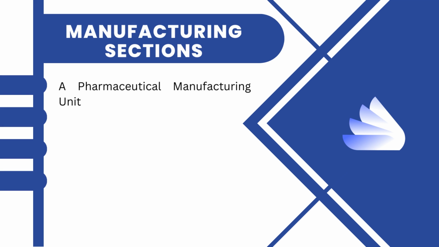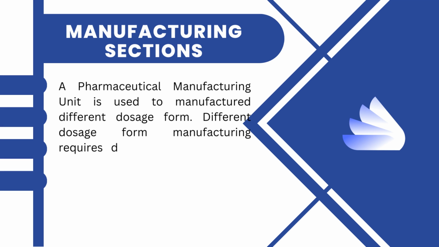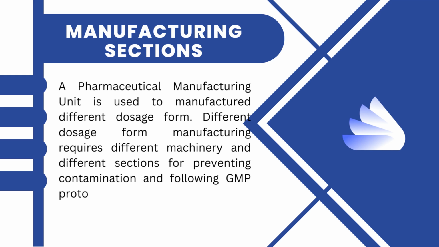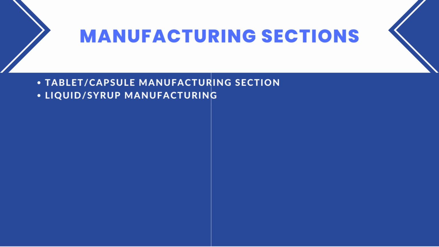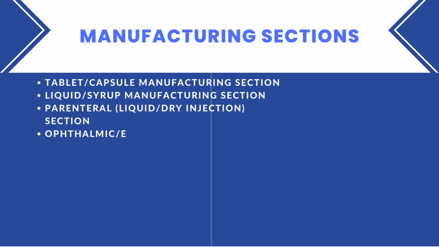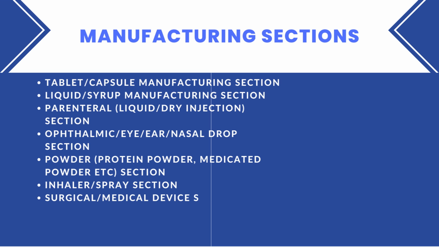A pharmaceutical manufacturing unit is used to manufacture different dosage forms. Different dosage form manufacturing requires different machinery and different sections for preventing contamination and following GMP protocols. The sections that are required in a pharmaceutical manufacturing unit are as follows: tablet capsule manufacturing section, liquid syrup manufacturing section, parenteral liquid dry injection section, ophthalmic eye nasal drop section, powder section, inhaler spray section, surgical medical device section, suppositories section.